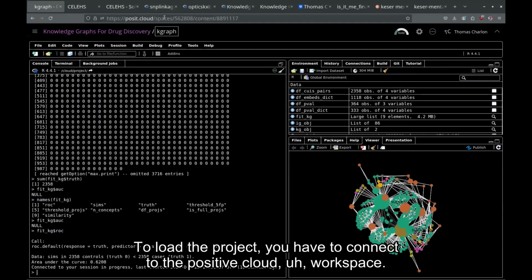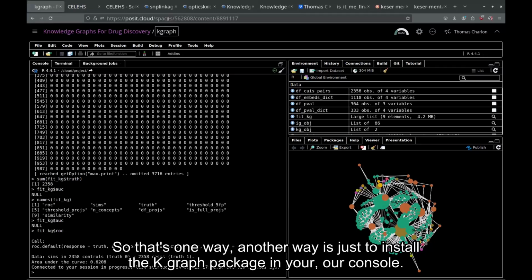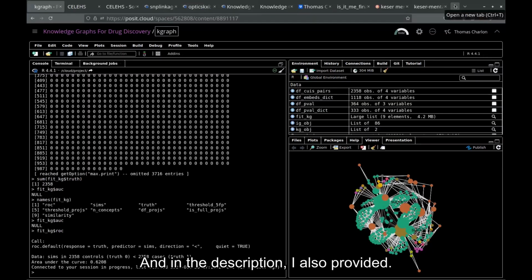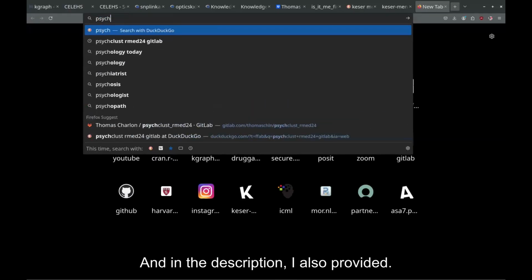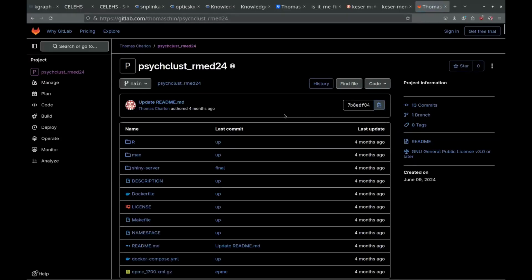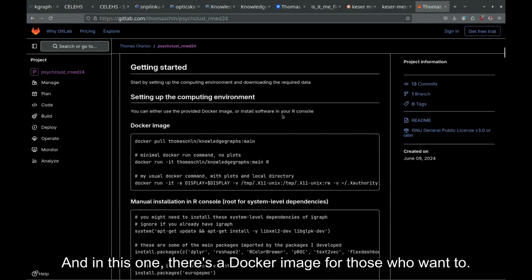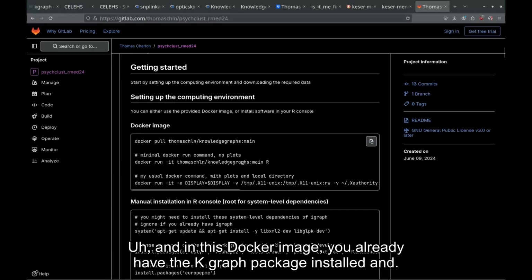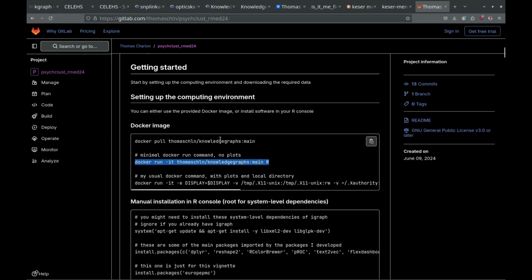To load the project, you have to connect to the Posit Cloud workspace. So that's one way. Another way is just to install the kgraph package in your R console. And in the description, I also provided the link to this repository. And in this one, there's a Docker image for those who want to. In this Docker image, you already have the kgraph package installed and a few others I developed.